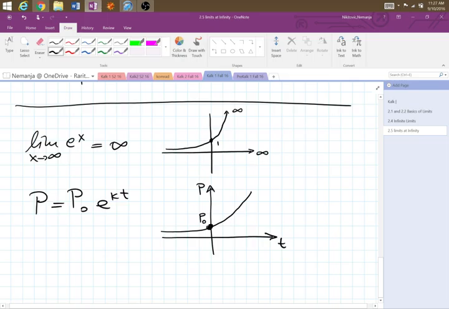Change in population is proportional to population. That's all you need to say. From there you write the differential equation, you solve the differential equation, you get this as a solution. And now this is supposed to model population.